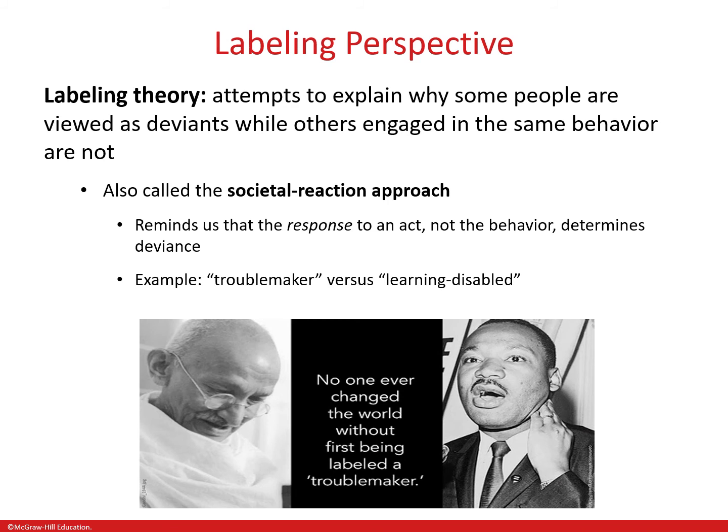So next we have the labeling perspective. And labeling theory seeks to explain why certain people are viewed as deviant while others engaging in the same behavior are not. An example of this is sociologist William Chambliss's study of two groups of high school boys. This is a classic study. The boys were labeled the Saints and the Roughnecks.